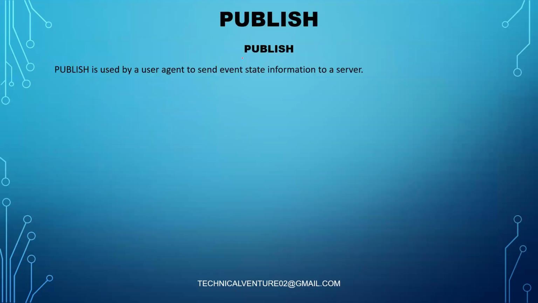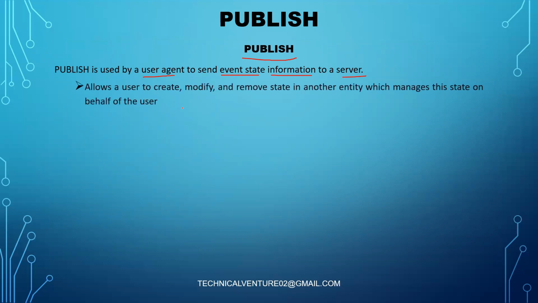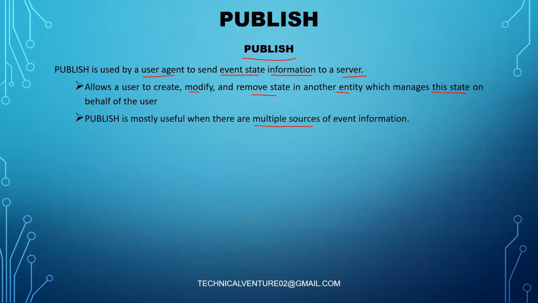Okay, then we have publish. Publish is used by a user agent to send event state information to a server. It allows a user to create, modify, and remove the state in another entity, which manages this state on behalf of the user. And this publish is mostly useful when there are multiple sources of event information, right?